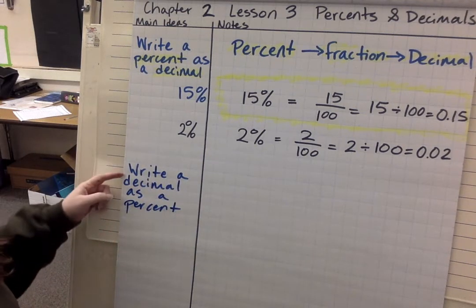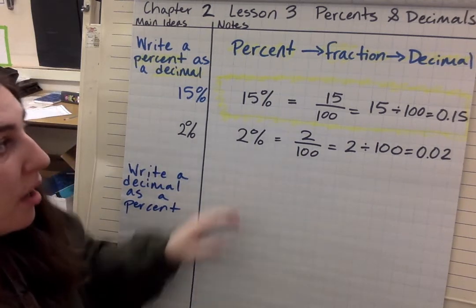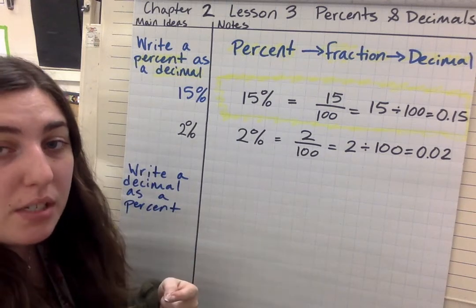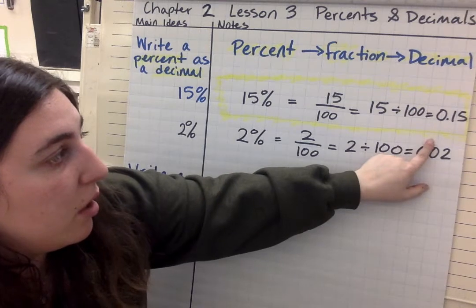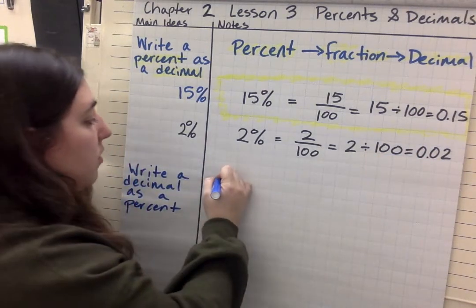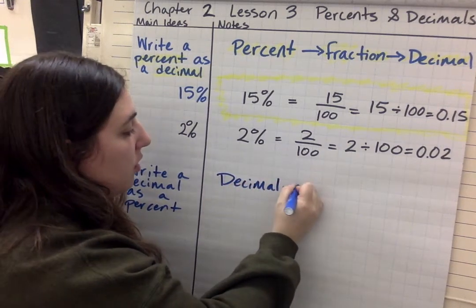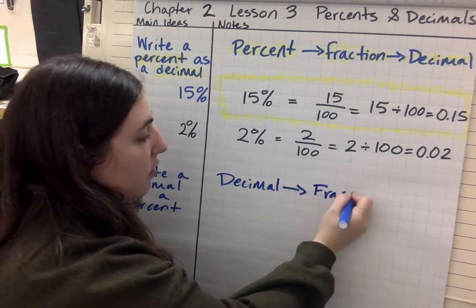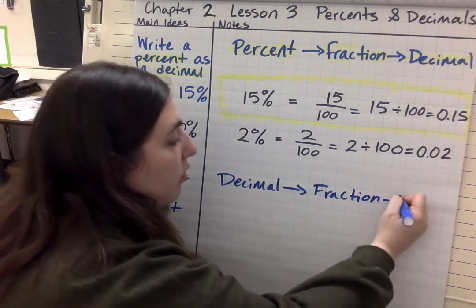Okay, so I need to write a decimal as a percent. This new strategy is very similar to the last one, except now we're going in the opposite direction. We would start with a decimal and go to a percent. So start with a decimal. From a decimal, we're going to go to a fraction, and from a fraction, we're going to go to a percent.